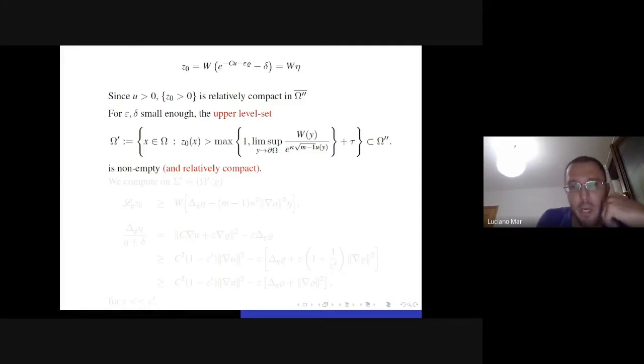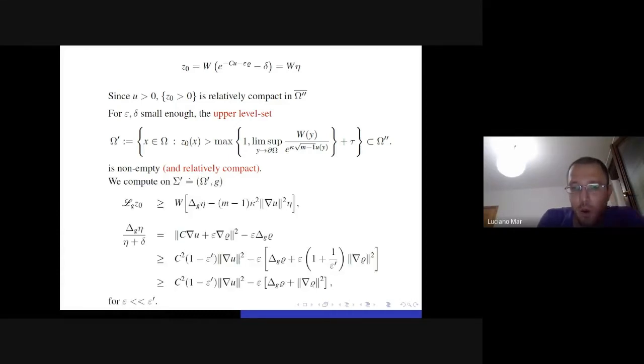Okay? And we compute on this set, on the graph over this set, what LG of Z0 is. Observe that this set, omega prime, is an upper level set, and it's relatively compact. So Z0 attains an interior maximum point. What we want to get is that, for suitable epsilon, delta and epsilon prime, LG of Z0 is positive on omega prime. So it contradicts the maximum principle at a maximum point.